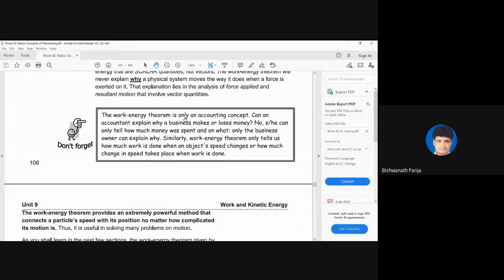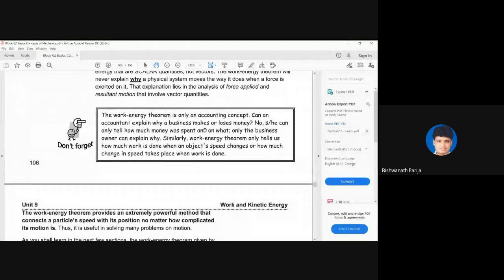The work energy theorem is only a accounting concept. Can and your accountant explain why a business makes or your or loss money.